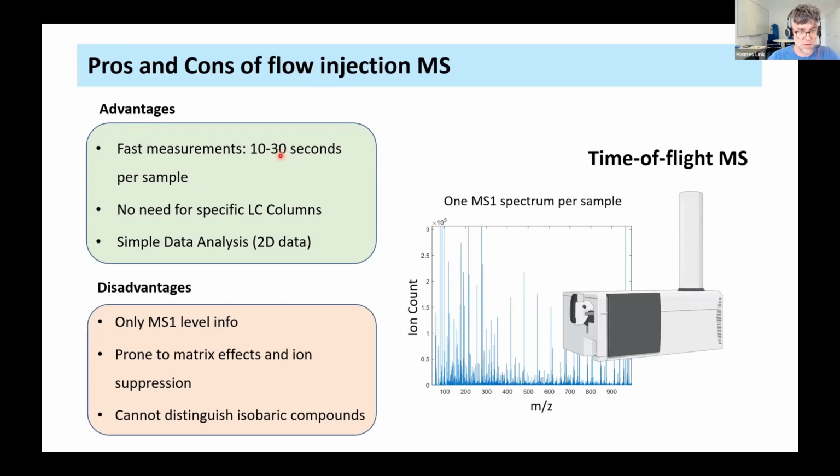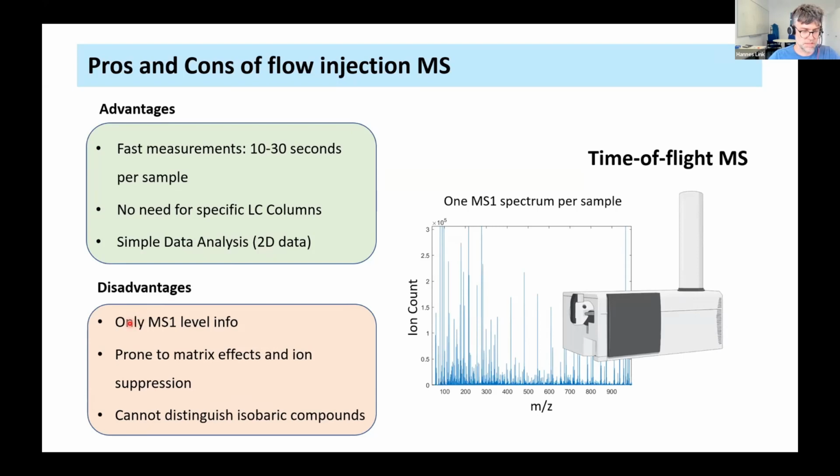Another advantage, there's no need for a specific LC column. So we can capture polar compounds, but also non-polar compounds with this, and we don't have to adapt a specific LC column or any gradient. And also the data analysis, as we will see in a minute, is very simple because we're working with 2-dimensional data. Of course, there are disadvantages.